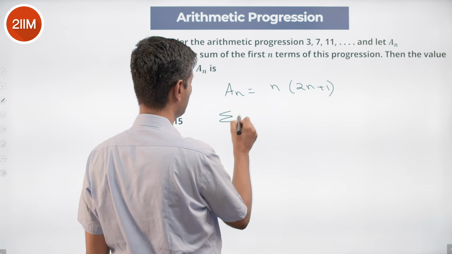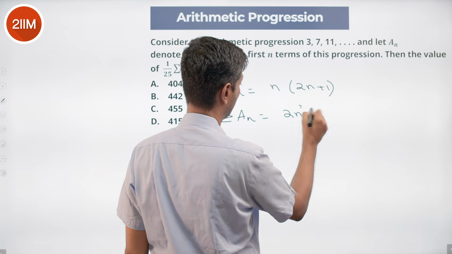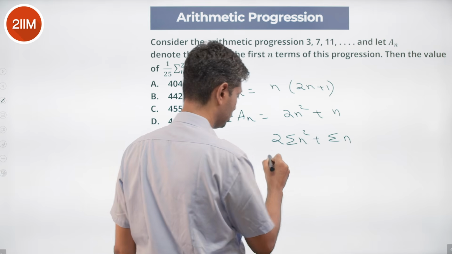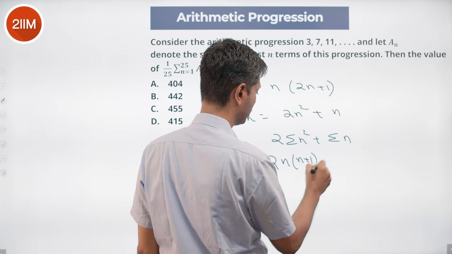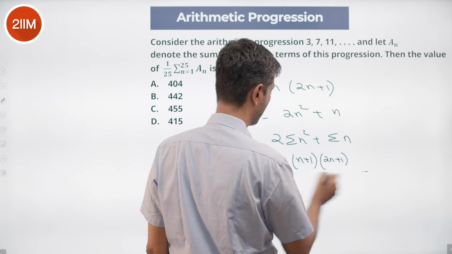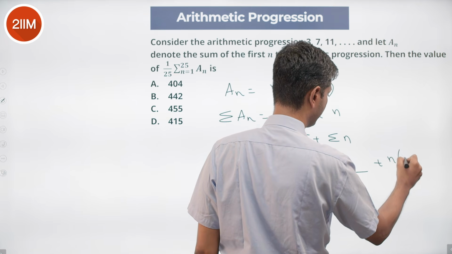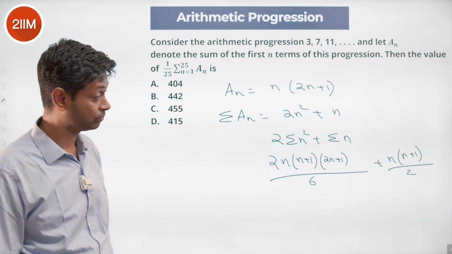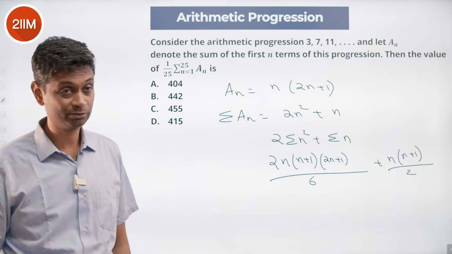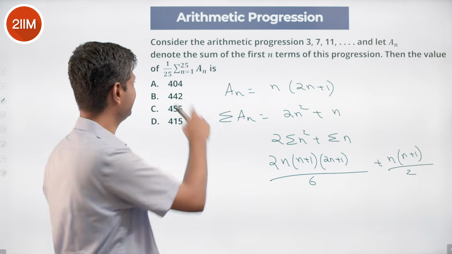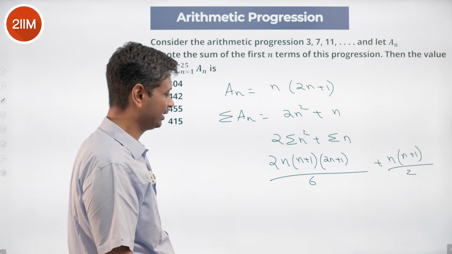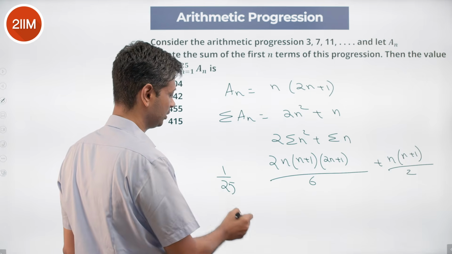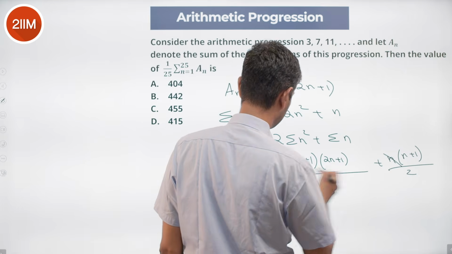So what do I do? I do summation of a_n, of 2n square plus n. 2 times sigma n square plus sigma n. 2 times n into (n plus 1) into (2n plus 1) by 6, plus n into (n plus 1) by 2. Into this I substitute n equal to 25 and then divide by 25. We have a 1 by 25 outside, or this is just n. I'm going to do for 1 to 25, or put n equal to 25 and do a 1 by 25. N is 25, so cancel 25 completely.